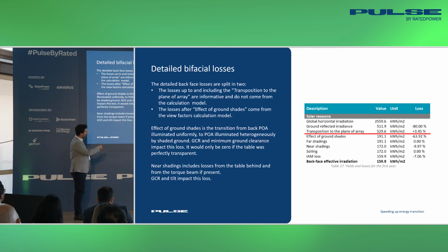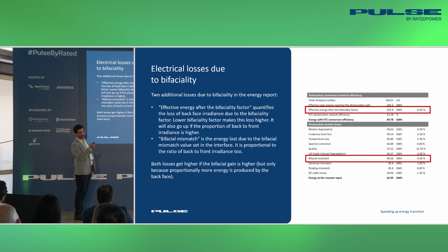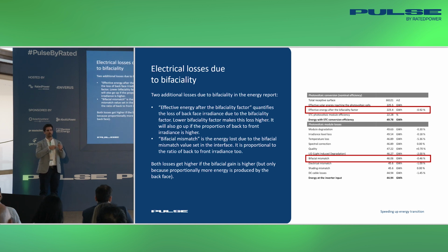Also, the incidence angle modifier loss tends to be high for the backface. That's because the irradiance is mostly isotropic, so it comes from all directions, so the incidence angle is pretty bad, and we lose a lot of it due to the incidence angle modifier. This is something that PV6, for example, doesn't consider. And I hesitate about it sometimes because it's possible that it's included in the bifaciality factor, but we don't know for sure. So we include it in our model, but it can be removed if necessary, right?